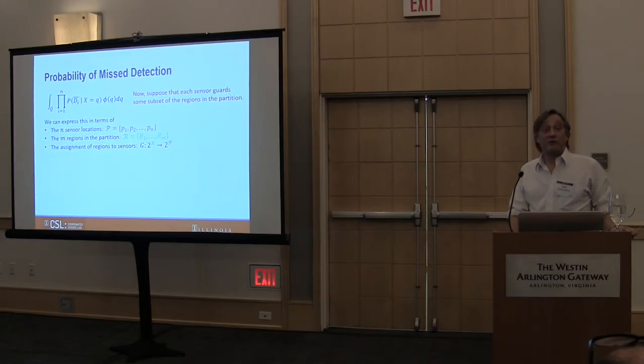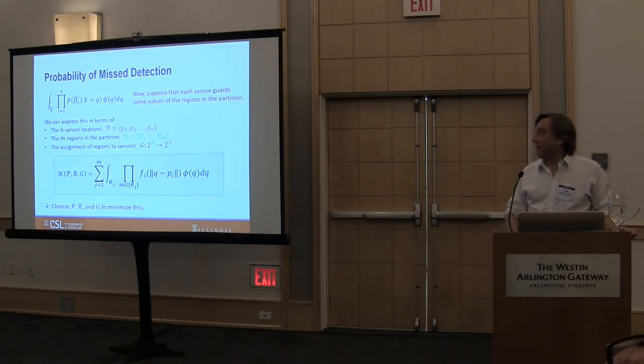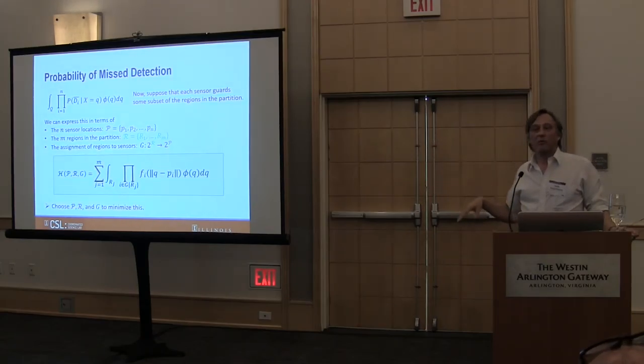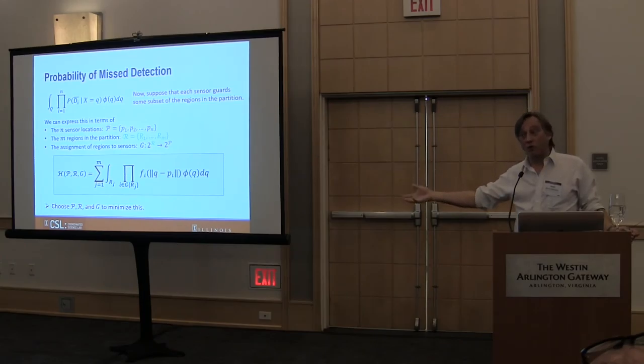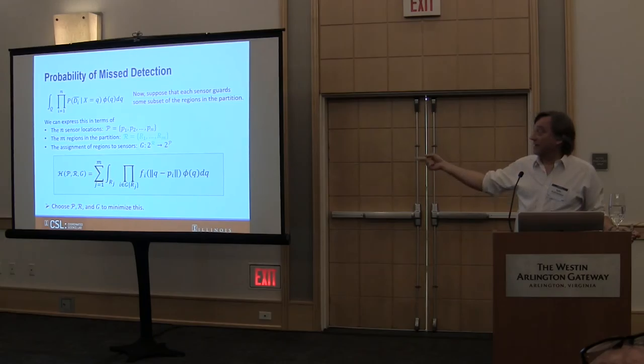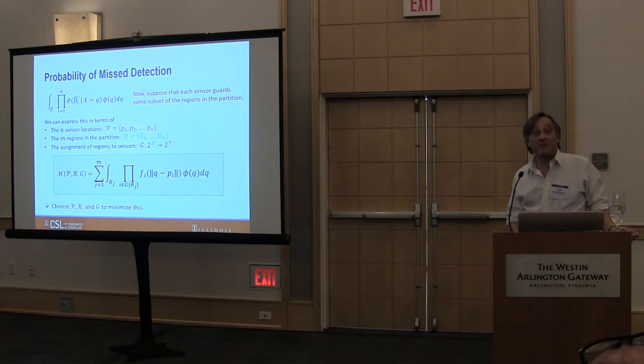I can now express that if I partition the world up into regions and I assign sensors to each region, and I know where the sensors are within the regions, then I can express that using this equation. It's not particularly important what the exact formulation is. You can find variations of it in other kinds of papers. What's important is that you have this cost function expressed in terms of the three variables that you have control over. How do you partition the environment? That's R. How do you put the sensors within the partitions? That's P. And how do you assign sensors to various regions in the plane? That's the mapping called G. So it's just a big minimization problem.